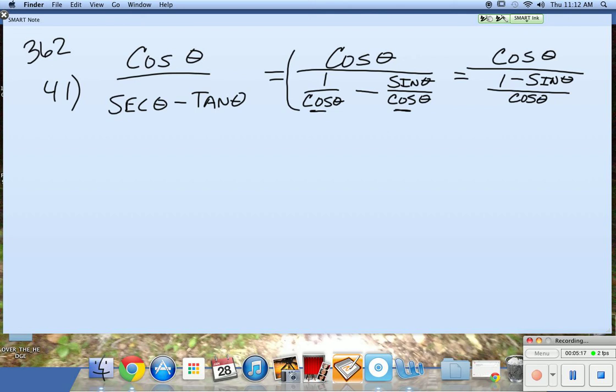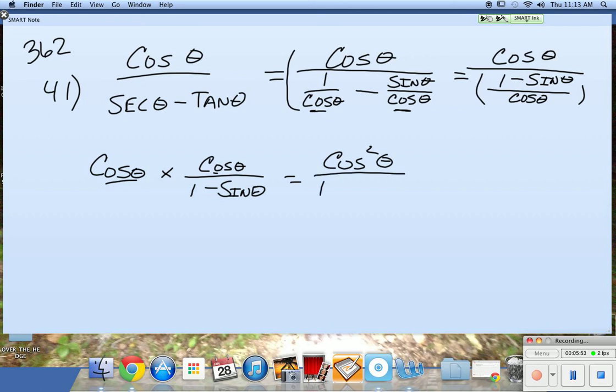Now let's use the algebraic rule that when we have a fraction on the bottom, we can bring that to the top by inverting it and multiplying it. So cosine of theta times, we invert this portion down here, cosine of theta over 1 minus sine of theta. Well, we can multiply the cosines of theta together, and that's going to equal cosine squared of theta over 1 minus sine of theta.